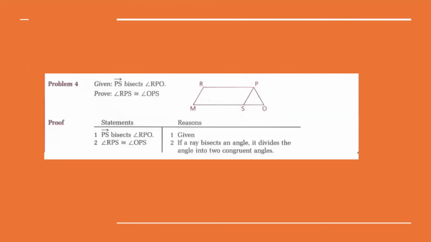So here's a visual. Angle RPS is congruent to angle OPS. And our reason for this is that if a ray bisects an angle, then it divides the angle into two congruent angles. As you can see in this diagram, we have angle RPS and angle OPS, and ray PS bisects them, which means that they are congruent to each other.